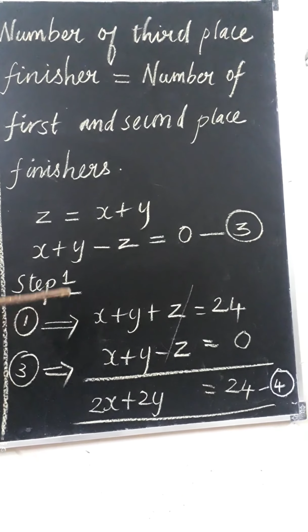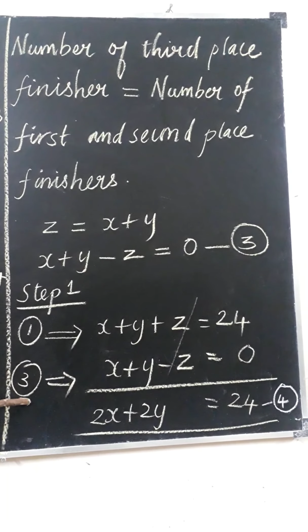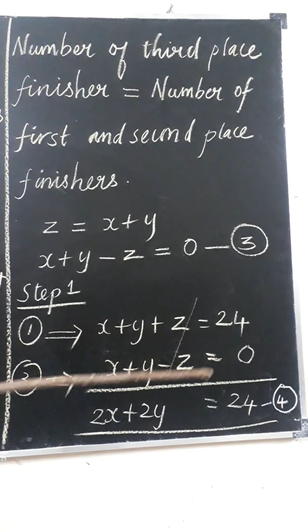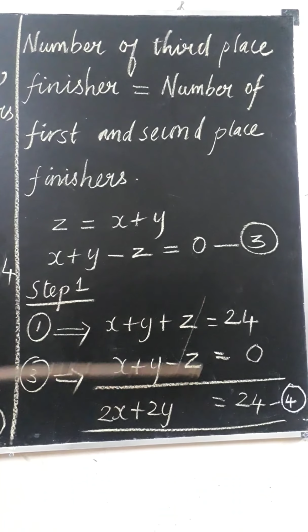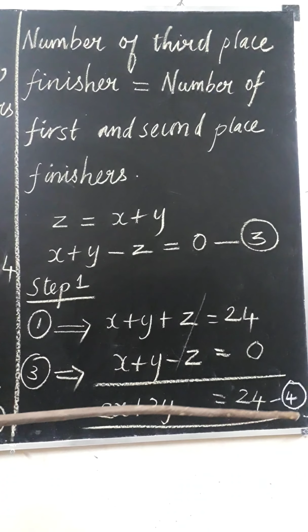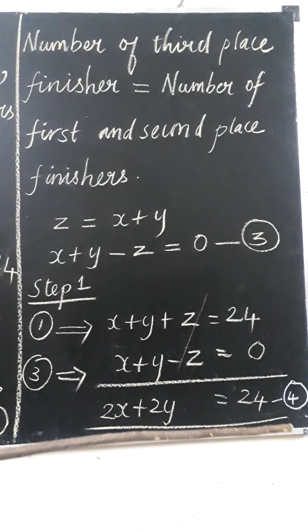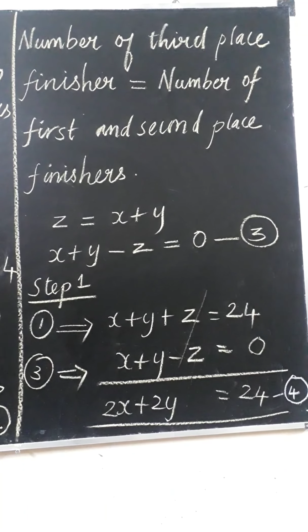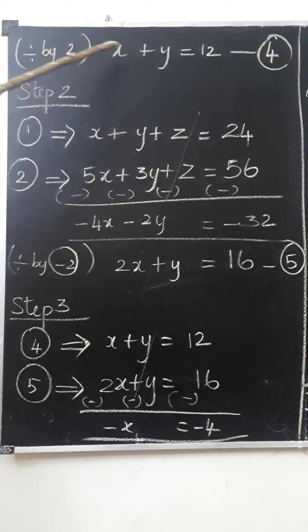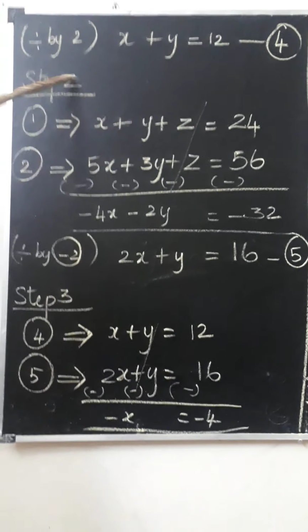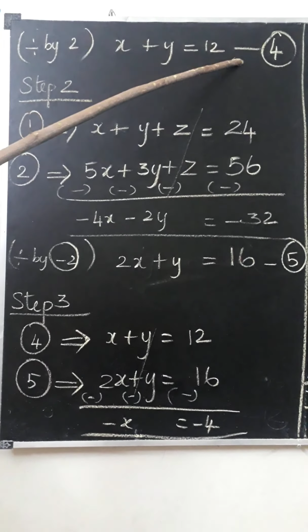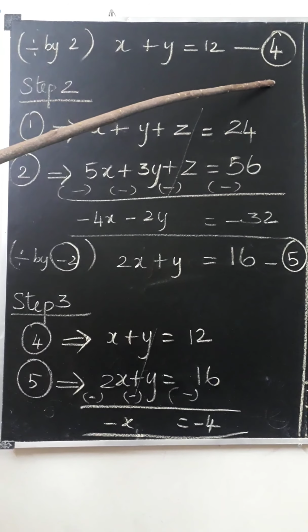Step 1, I have chosen the first and third equation because in both the equations z variable has coefficient 1. So we can eliminate them. After eliminating them, we got the fourth equation, 2x plus 2y is equal to 24. We got the fourth equation, divided by 2, then we get x plus y is equal to 12. This is the simplest form of the fourth equation.